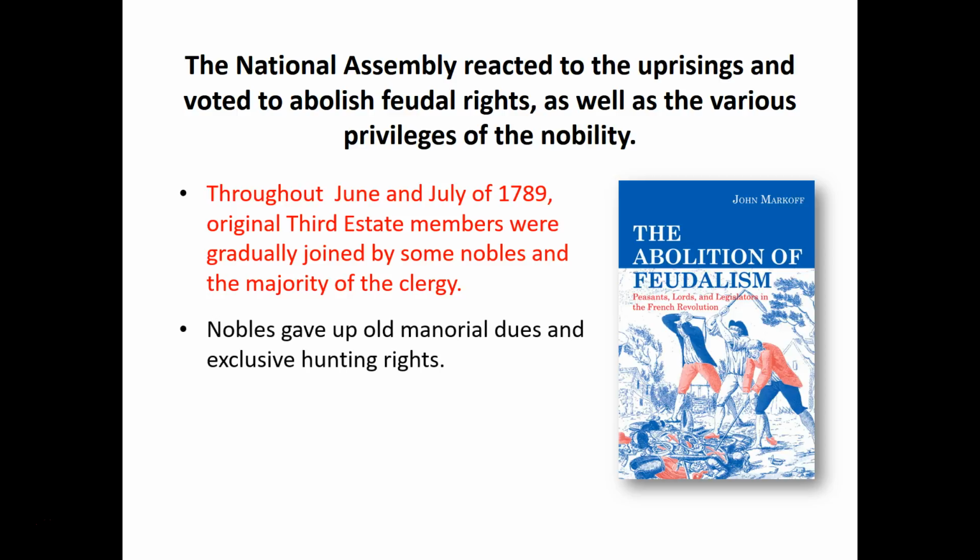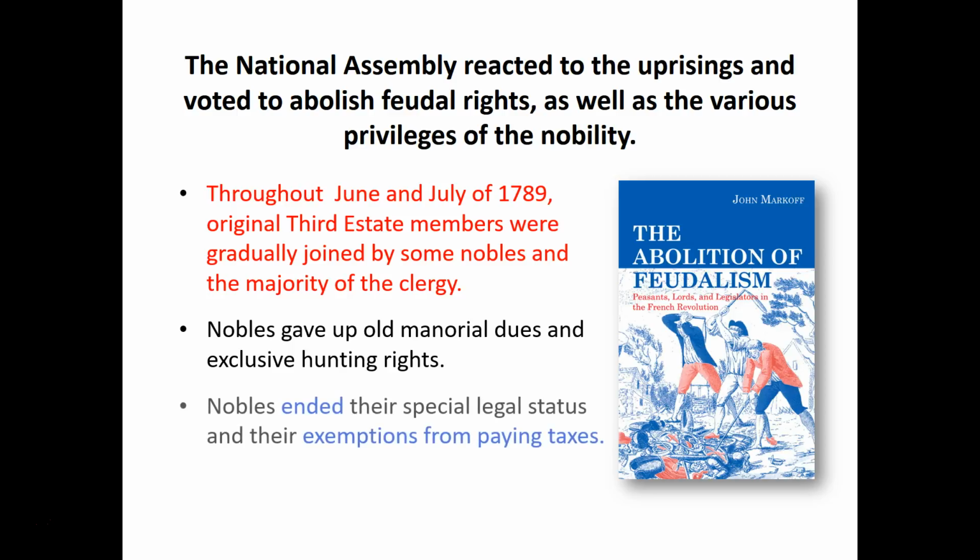As a National Assembly, they vote to give up any dues that might be due to the nobles. They end any exclusive rights they might have to certain lands that would now be open to everyone. Nobles end their special legal status, and perhaps most importantly, they end any exemptions they have or that the First Estate has from paying taxes.